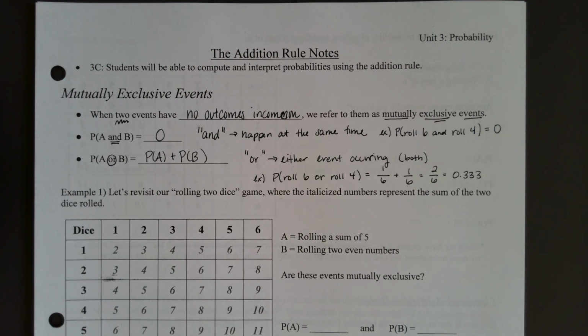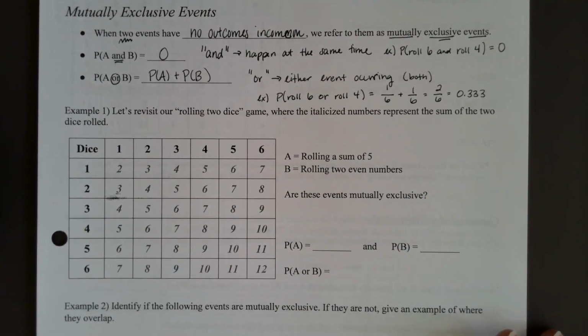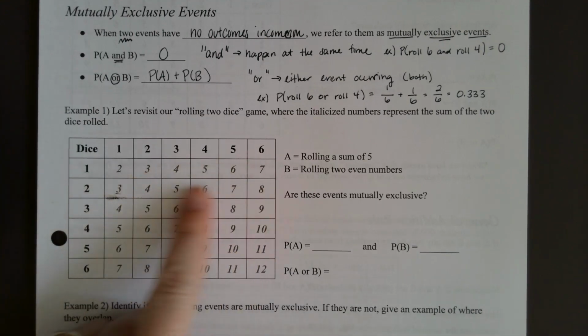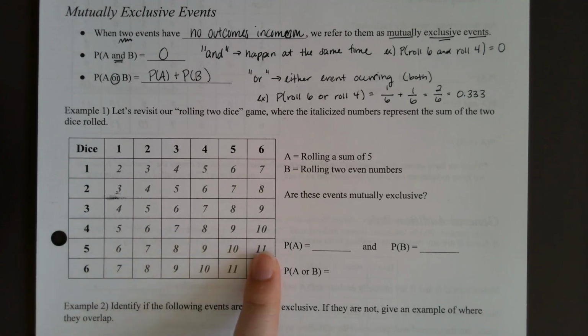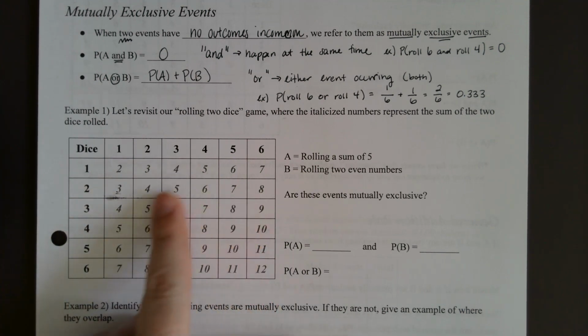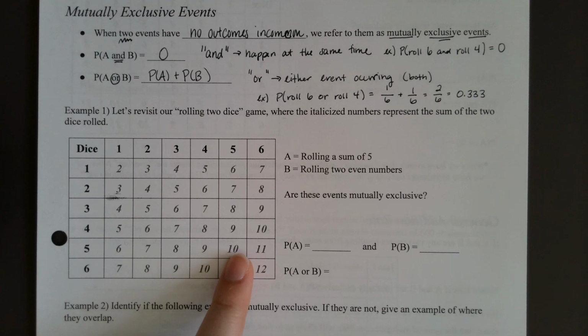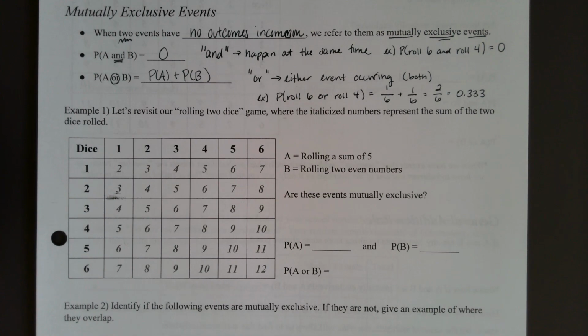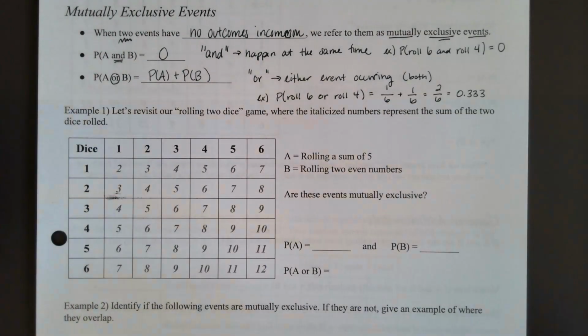So let's take a look at another example. We have our rolling 2 dice game that we talked about in our intro activity. All of the italicized numbers are the sums of the 2 dice. Remember, we roll the 2 dice and we figure out what the 2 dice add together to get. We're going to look at 2 different events and see if rolling a sum of 5 or rolling 2 even numbers is mutually exclusive or not.